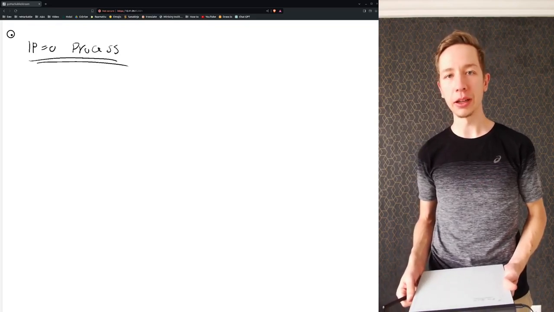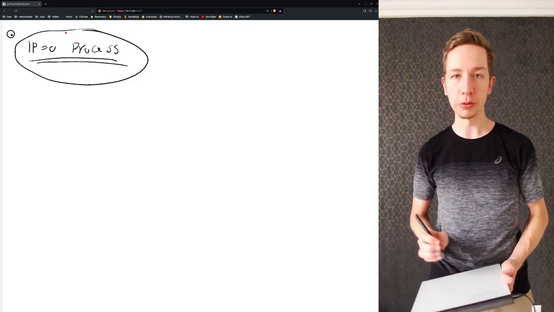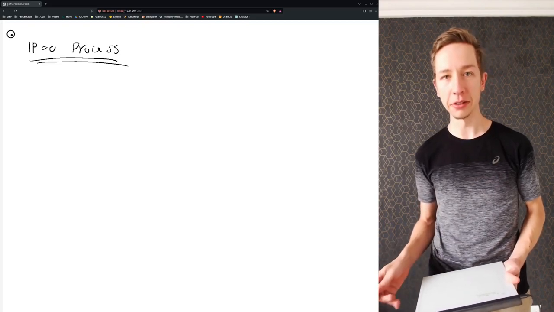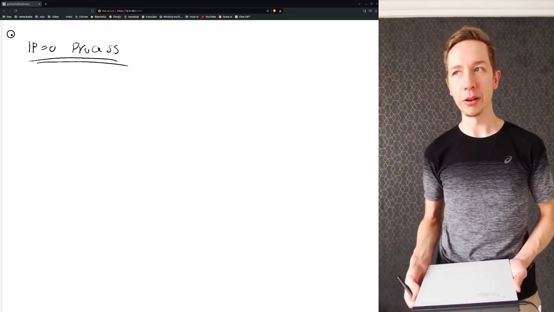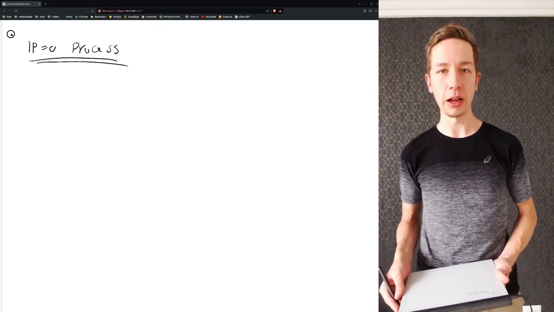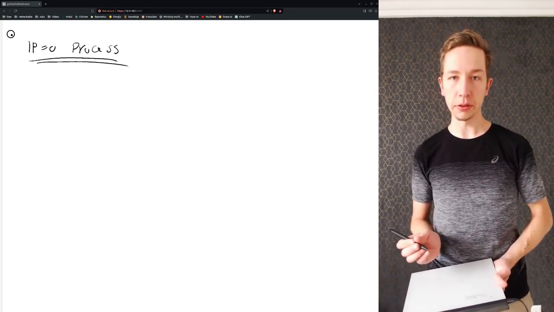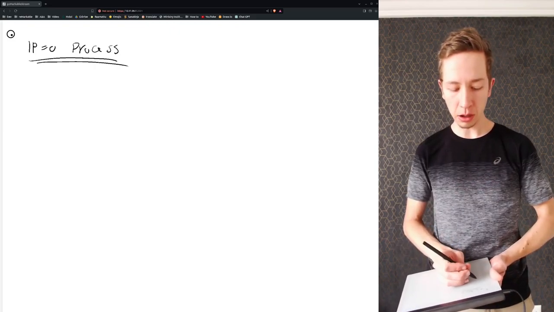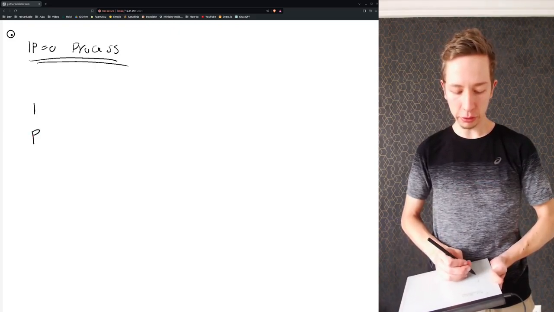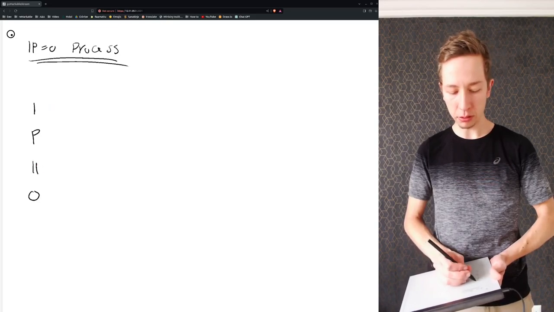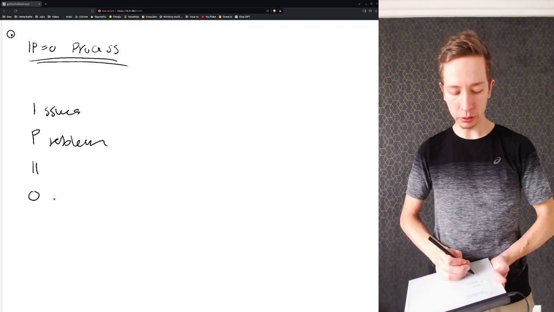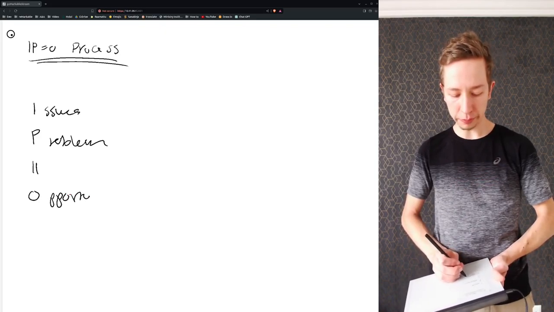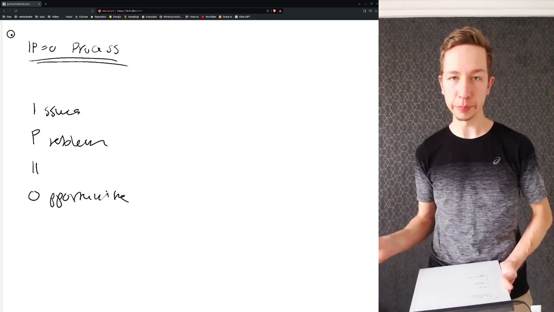Today our topic is the IPO process. And if that doesn't say anything to you, don't worry, we'll cover it a little bit. But hopefully you are a little bit aware of that already. So what is IPO? IPO stands for Issues and Problems. So issues and problems turned into opportunities in a team setting.